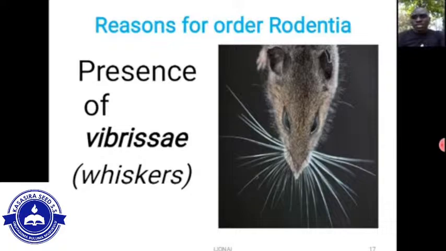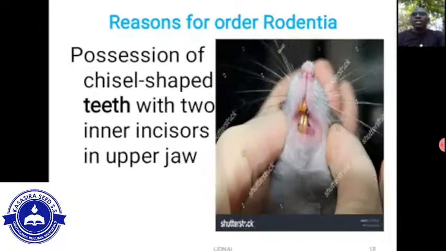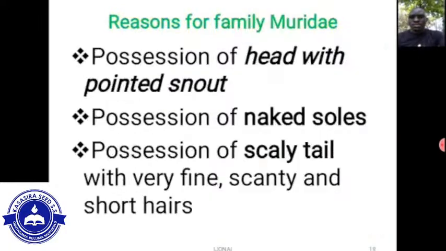So you can see the whiskers there, or the vibrissae. You must have seen this. It's not only the rats that have them, but all the rodents have them. However, other members of the cat family also have whiskers, but this characteristic is majorly adopted as a characteristic of order Rodentia. So for you to belong to order Rodentia, you must have the feature of the teeth and also the whiskers at the same time. And then we have the chisel-shaped teeth, as you can see there, with the two inner incisors on the upper jaw, very sharp and very nice teeth.